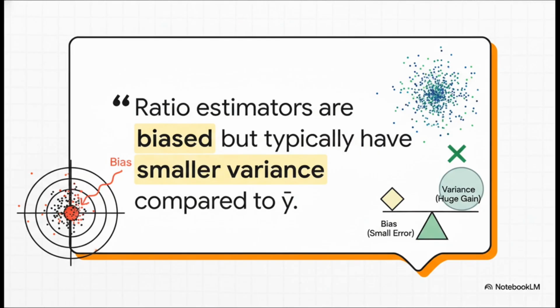However, and this is the key, that small bias is almost always a price worth paying for a massive reduction in variance. Think of it like this. We're giving up a tiny, tiny bit of perfect accuracy to get a huge boost in precision. And most of the time, that is a fantastic deal.